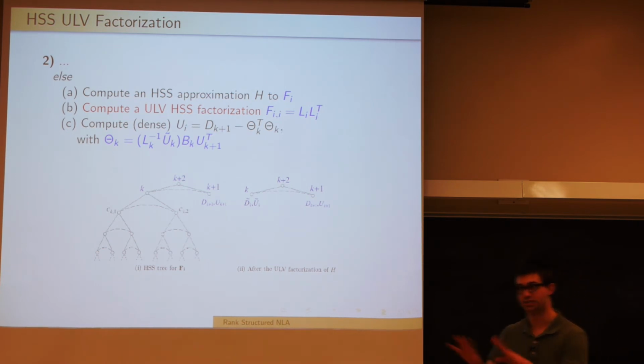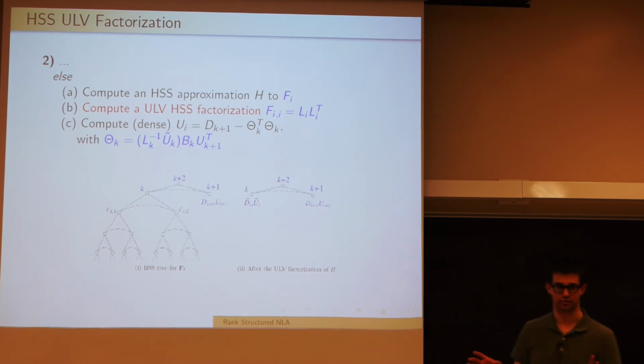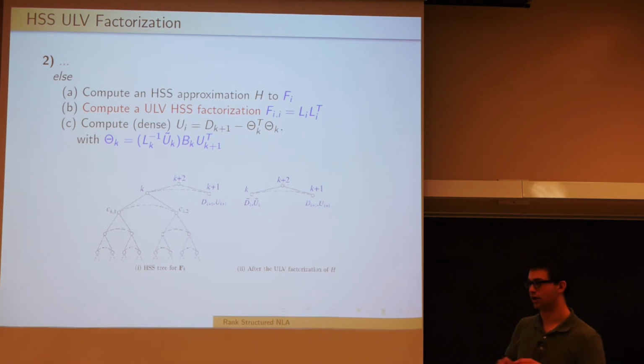So at this point, we're not solving anything. We're just doing a factorization. We do a ULV, so it's three matrices. Getting this structured matrix into a form where it's very easy to do a fast solve on it. And like I said, we do different strategies at the lower levels and the higher levels.